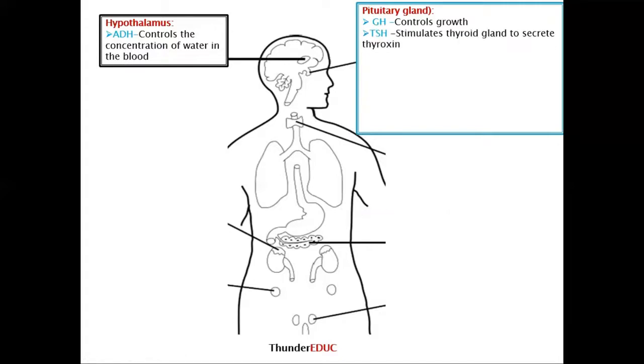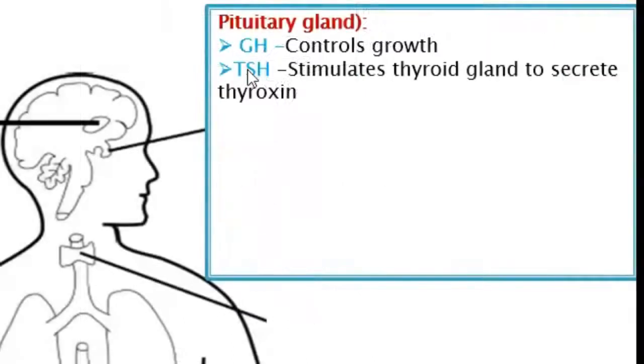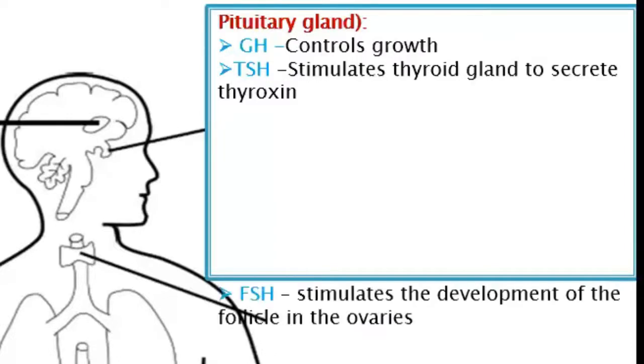Number 2, thyroid stimulating hormone. You see, the function is there. This hormone stimulates the thyroid gland to do what? To secrete thyroxine. Is it difficult? It's not difficult. We get the answers from their abbreviation.